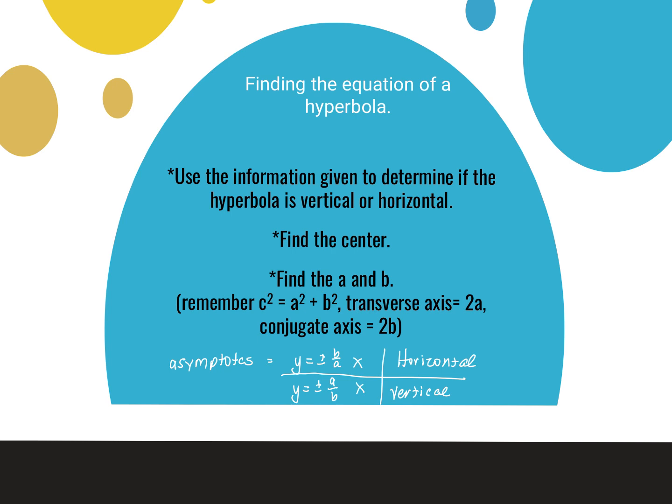And then whatever they tell you, if they tell you the transverse axis, that's the major one. Transverse means, ooh, this is the major axis. And then conjugate means the not so major one, so it's the minor. You can look at it that way. But this is 2A here, and this would be 2B. So if they tell you the transverse axis is 18, you'd say 2A equals 18. If they tell you the conjugate is something, you say 2B equals. That's how you do that.